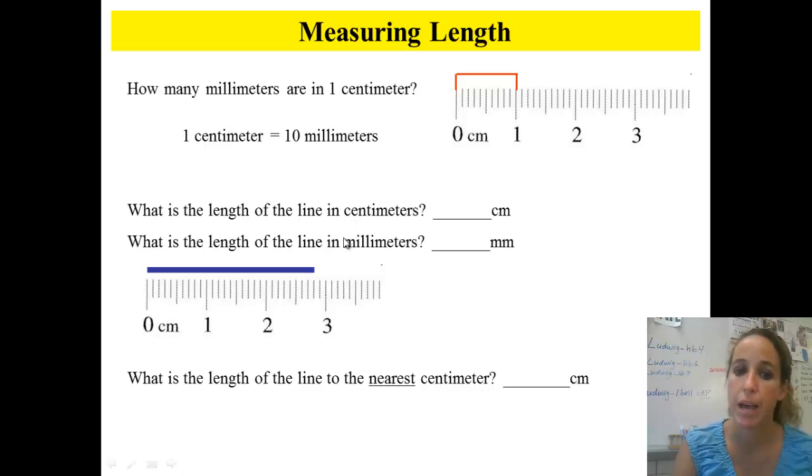So what I want you to do now is to tell me what the length of the line is in centimeters. Remember to not use fractions. We only use decimals when we measure in the metric system. And then the length of the line in millimeters. When you get to the length of the line to the nearest centimeter, we don't use decimals anymore for that one. It's just a whole number. Is it closer to 2 or is it closer to 3? That's what we mean by that. So record those answers on your sheet, please. Push pause if you need to.